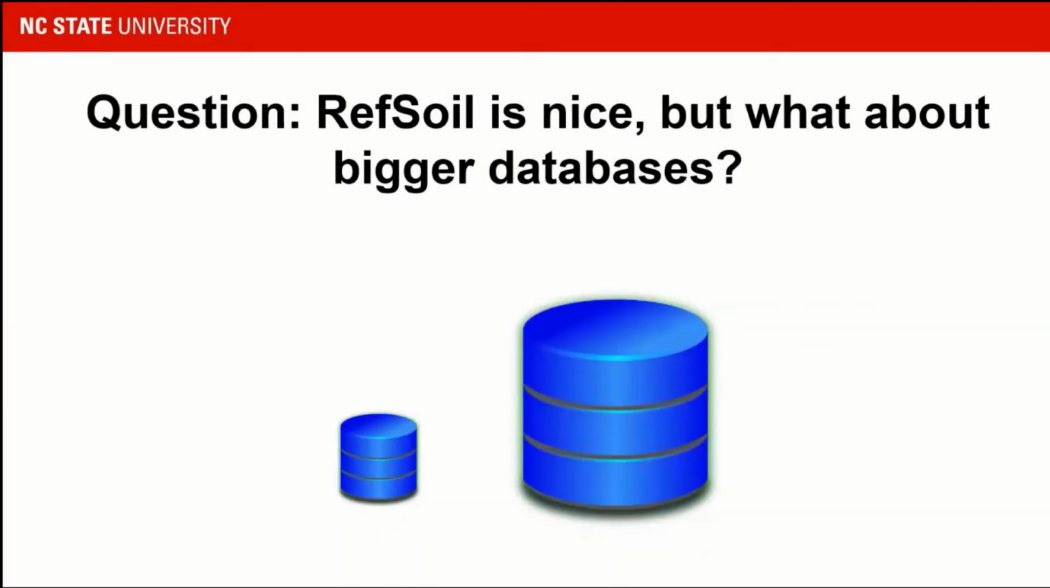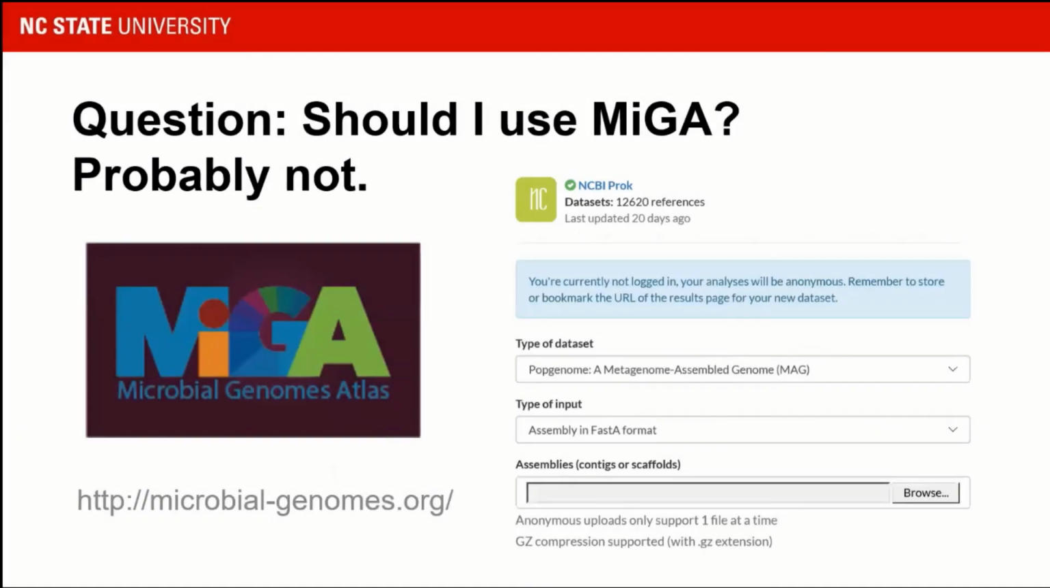Now that we've talked about FastANI and MASH, let's talk a little bit about databases. RefSoil is nice, but what about bigger databases? Should I use MIGA? MIGA is the Microbial Genomes Atlas. While the concept is great, that is, compare your query genome against many of the prominent databases, if you try this service, you will probably be waiting for a very long time to get output.